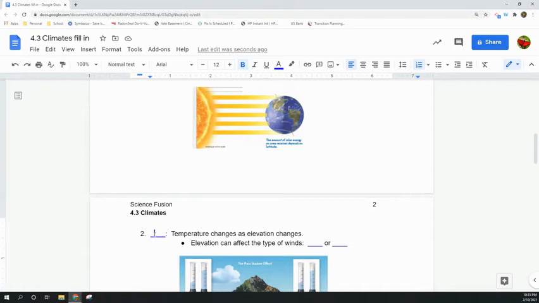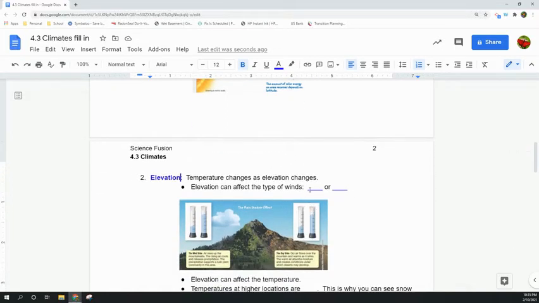The second factor that affects climate is something called elevation. So temperature changes as elevation changes. Elevation can affect the type of winds. So for instance, you could have moist winds or you can have dry winds.